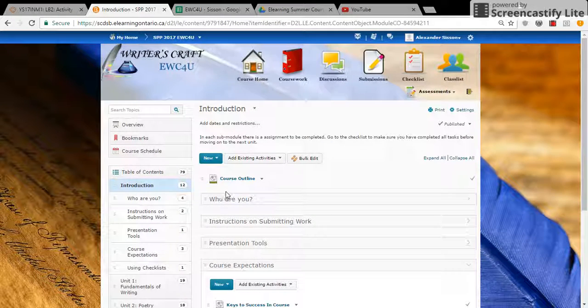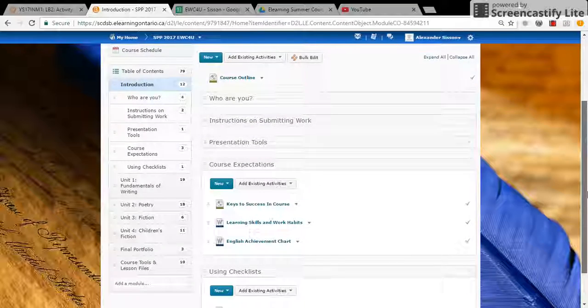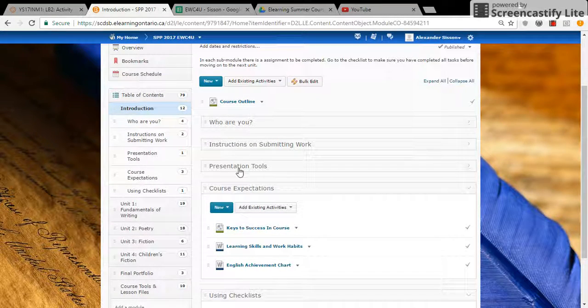And that's it. So you can go ahead and start with reviewing the course outline and continuing through these portions of the introduction. Once you're done this, you can then move on to the fundamentals of writing.